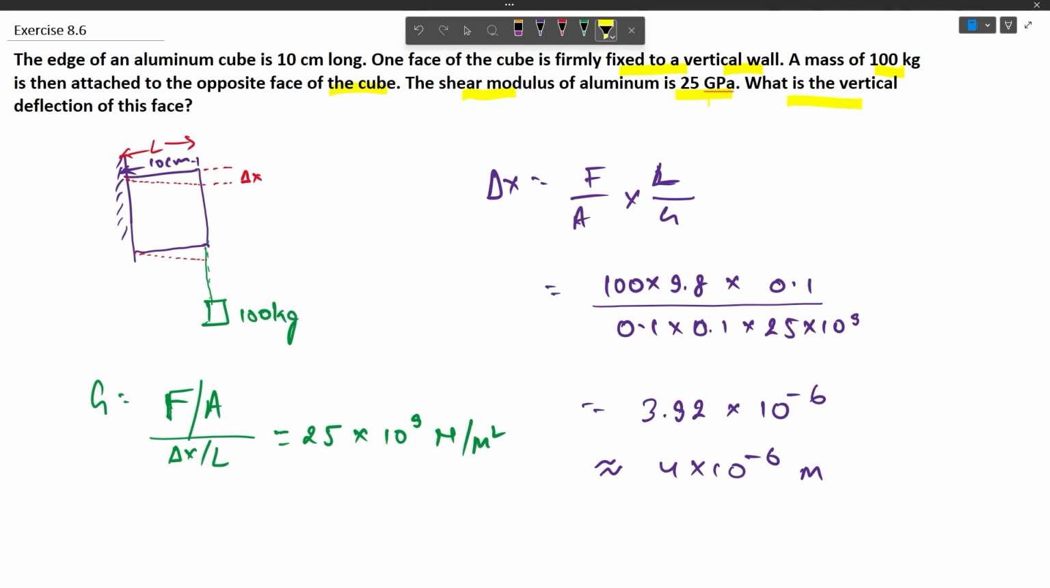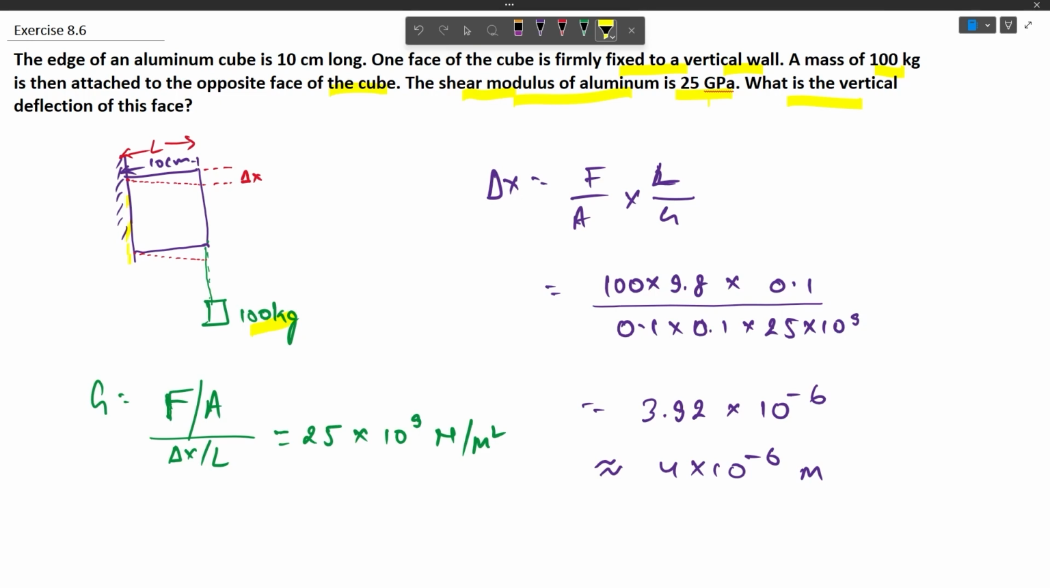So it is said that one of the side of this aluminum cube is fixed to the wall and other side is subjected to a load of 100 kilogram. Now we have to find out this deflection, that is the delta x that will happen when it will shear. So we have been given the shear modulus, that is 25 gigapascal, and we have to calculate delta x.